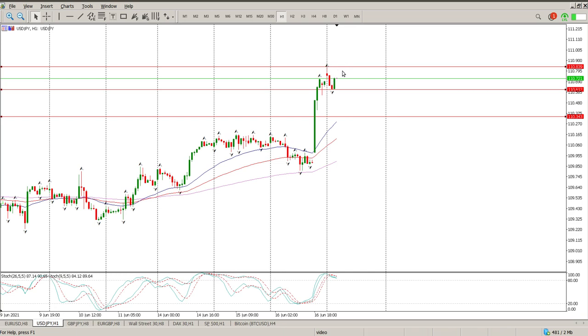As soon as we break that range to the upside, that would be continuation. If it breaks at the downside, you're going to wait lower down here at 110.340 for an entry long.